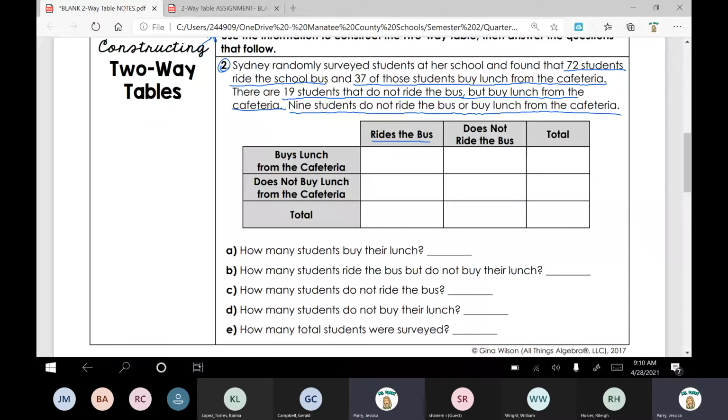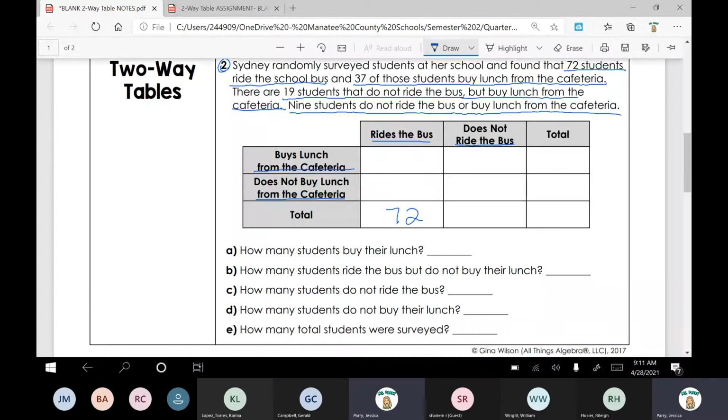So we've got rides the bus, does not ride the bus, buys lunch from the cafeteria, does not buy lunch, and then we've got our two totals. That 72 students ride the school bus. I'm going to be looking at this section. It doesn't say anything about lunch for that section of the sentence. So that's just going to be our total for how many ride the school bus, of 72.